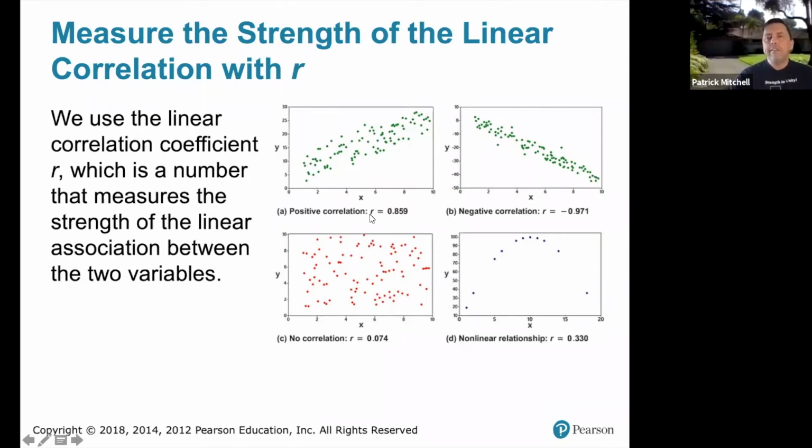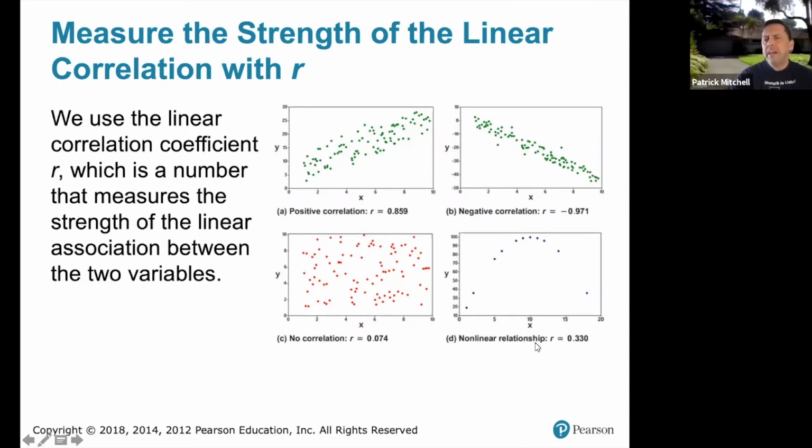So in this example, you see that R is 0.859. So that's pretty close to 1. That suggests a pretty strong positive linear correlation. This one is even closer to -1. So this is a very strong negative linear correlation. This one here is close to 0. All right, so when you have a value of R that's close to 0, that suggests no correlation.